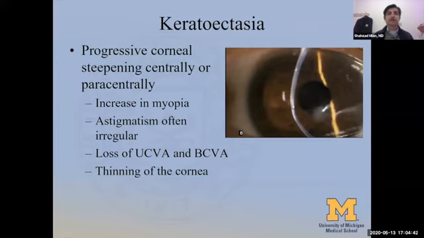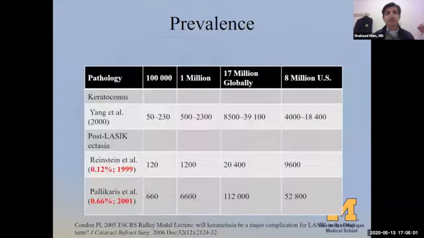Ectasia after refractive surgery results in progressive corneal steepening centrally or pericentrally, with symptoms including an increase in myopia and astigmatism, which is often irregular, presenting initially with loss of uncorrected vision and then best corrected vision, with eventual thinning of the cornea. The prevalence of disease does vary quite a bit depending on which study you look at.